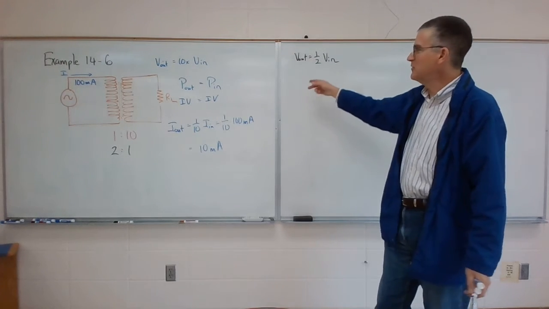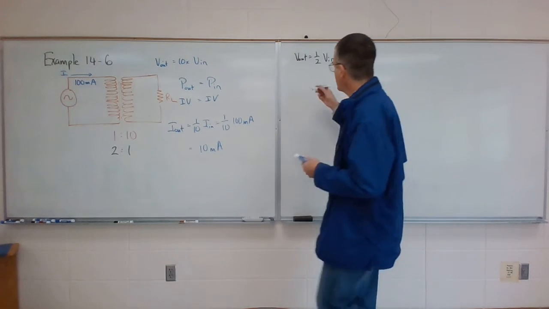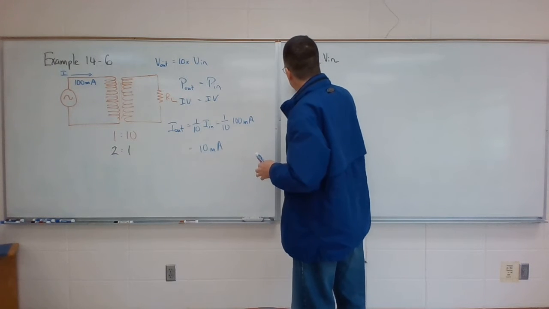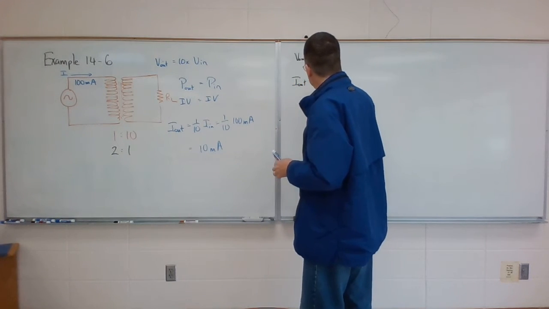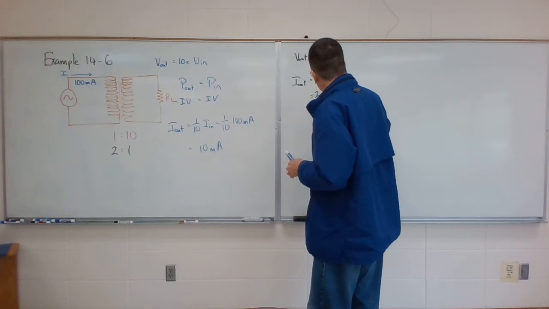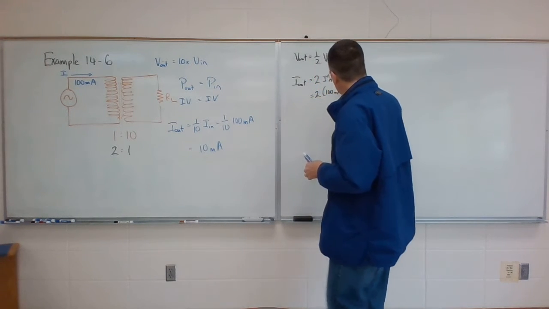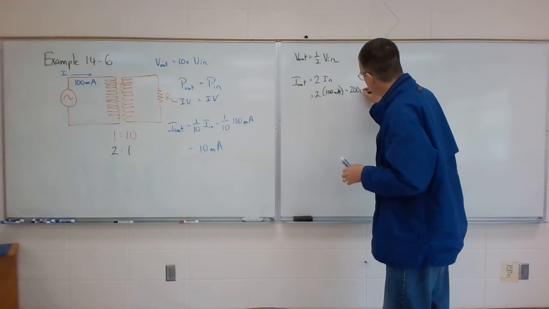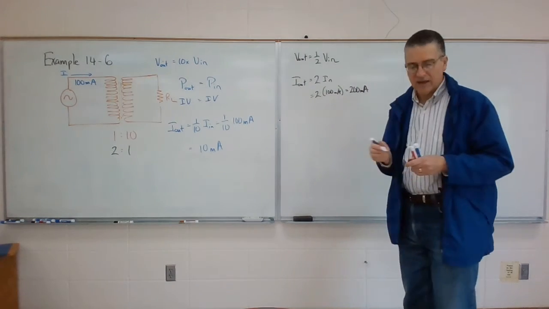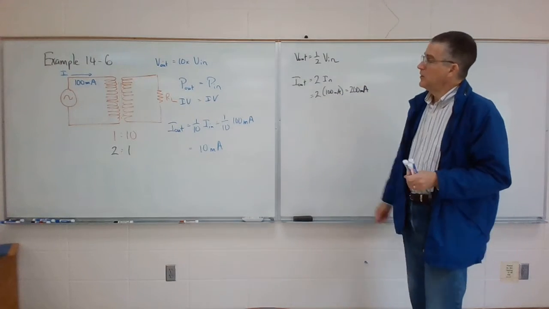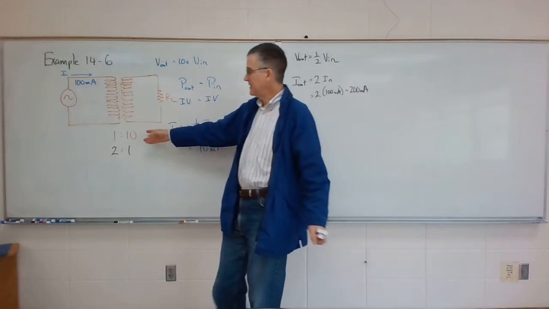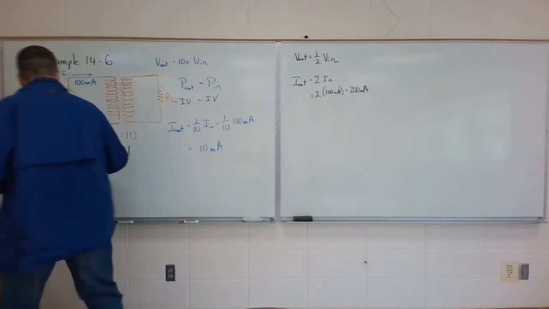Voltage out is 1/2 the voltage in, which means that the current out, by the same logic over here, has to equal 2 times the current in. So that's going to be 2 times 100 milliamps, which is then 200 milliamps. And so the first one was a step up.